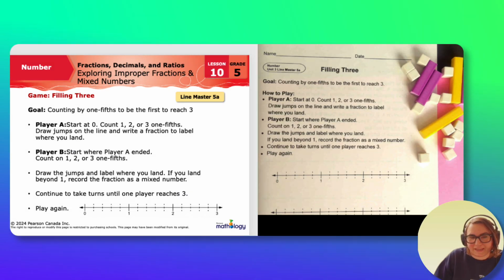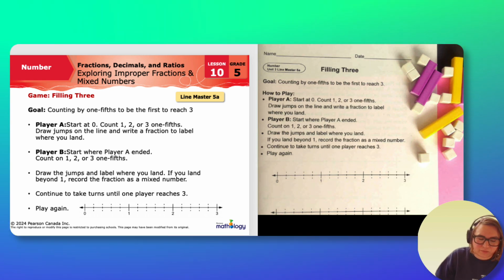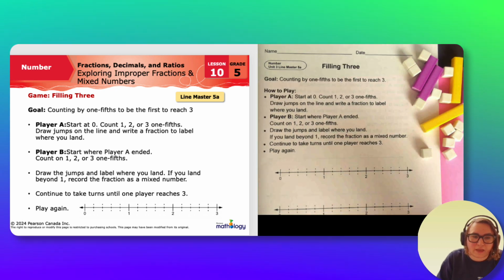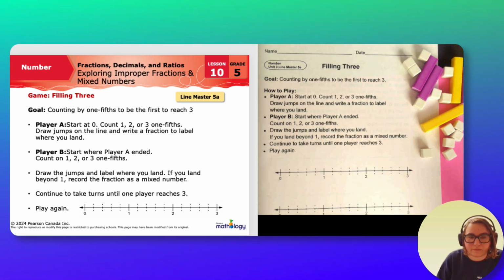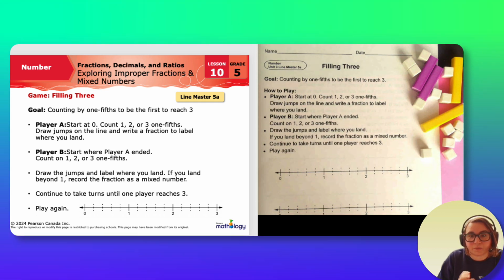Now it's time to play a game. This game is from Mathology. There's a slide that goes with it, as well as a printable that you can give to each pair of students. It's called Filling 3, and there's also a Filling 4 option if students want to play that when they're done. This game is played with 2 players, but you can also partner players up.